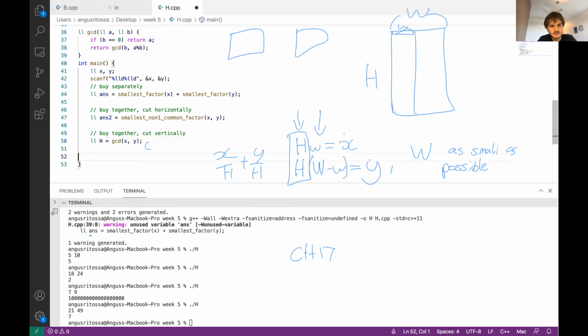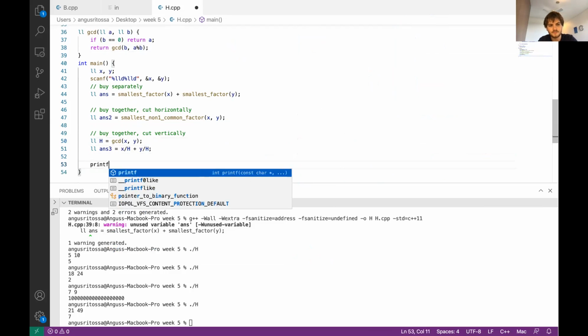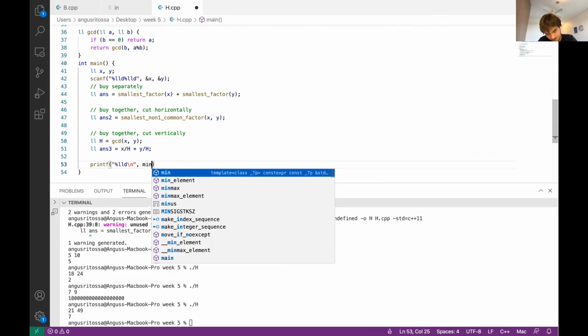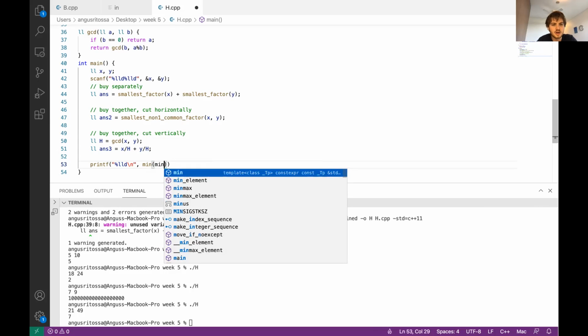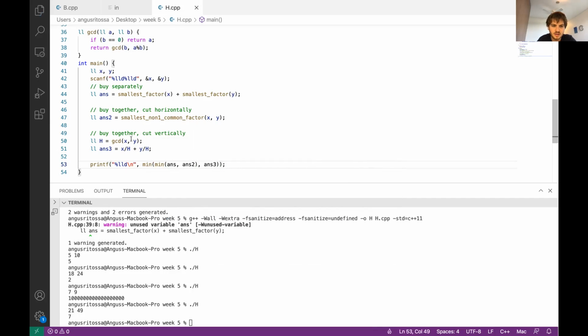Then our third answer we said was X divided by H plus Y divided by H, because that'll give us this big W. And now we just print the smallest of these three answers. So the minimum. The min function takes in two values, so you can do the minimum of answer 2 and answer 3. That's one way of doing it. I think you can also pass the minimum function a vector or something.